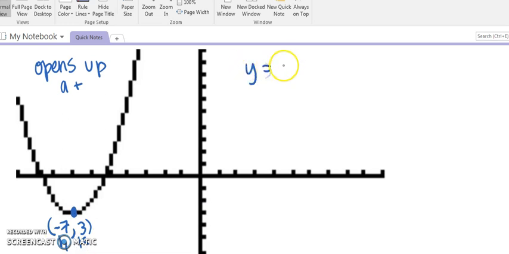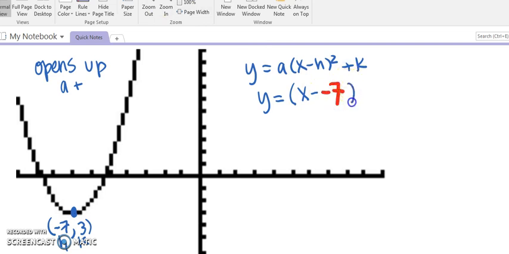So if y equals a(x minus h) squared plus k, we know it's going to be a that's positive, so we'll just leave that alone. And then we're going to plug in our h. Now be careful, x minus, you're substituting in negative 7 for your h. Okay? And then this is going to be plus 3. Now you're going to clean that up. You know that two negatives make a positive, and then you're done.